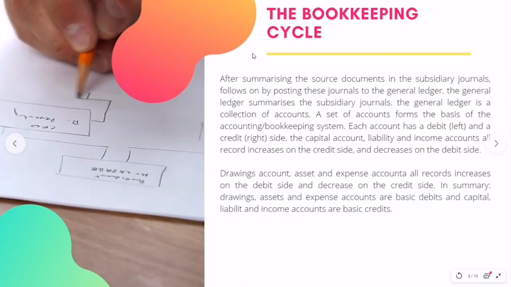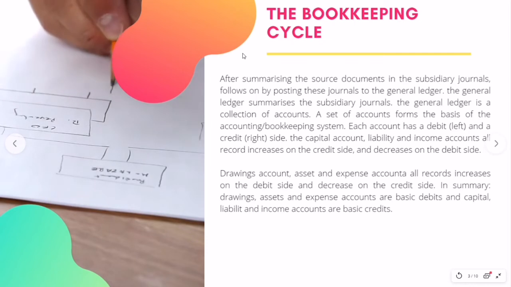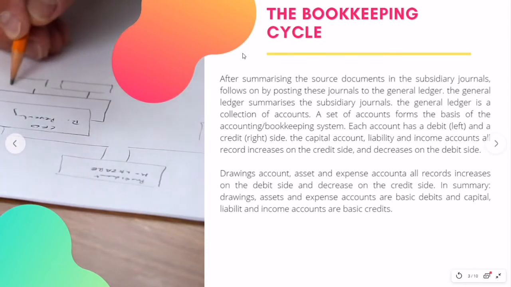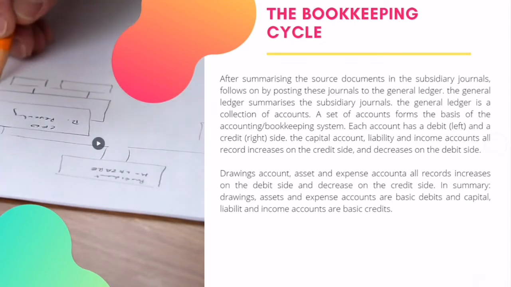Now let's look at the bookkeeping cycle. After summarizing the source documents in the subsidiary journals, we follow on by posting these journals to the general ledger. The general ledger summarizes the subsidiary journals. The general ledger is a collection of accounts. A set of accounts forms the basis of the accounting bookkeeping system. Each account has a debit, which is on the left side, and a credit, which is on the right side.